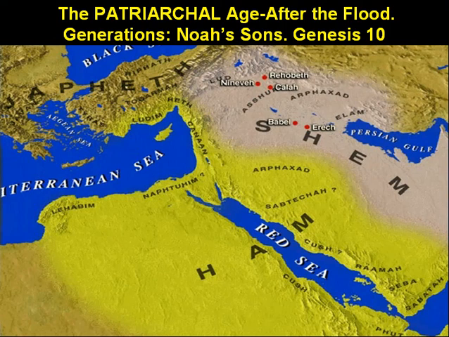So we have a basic map of different areas. You see Ham down here, Shem here, and Japheth going that way.